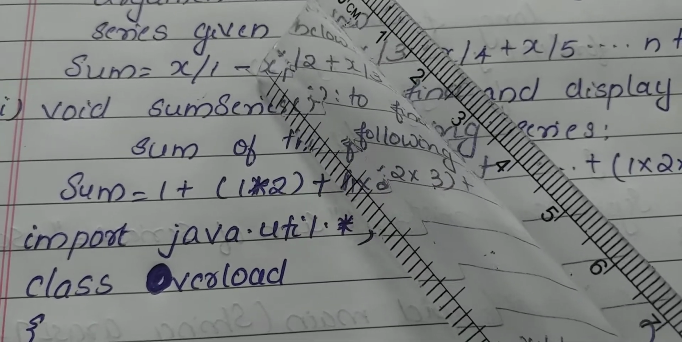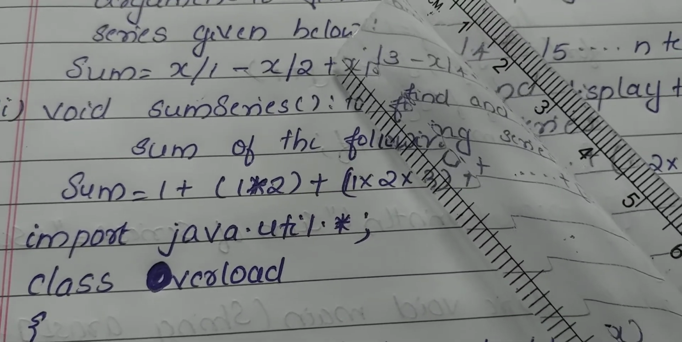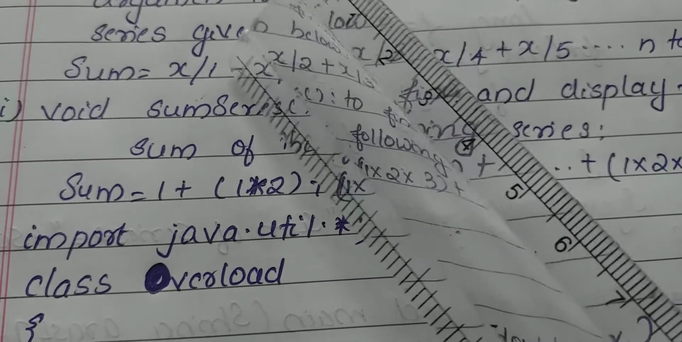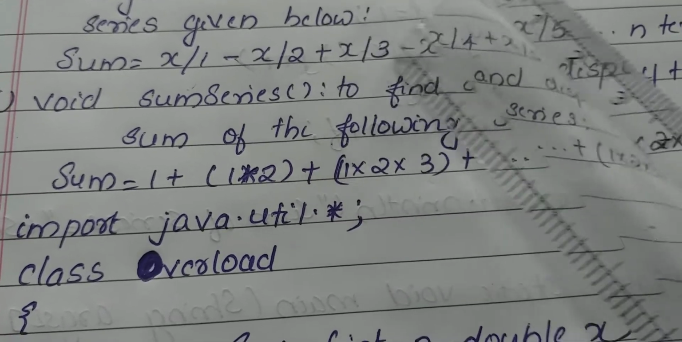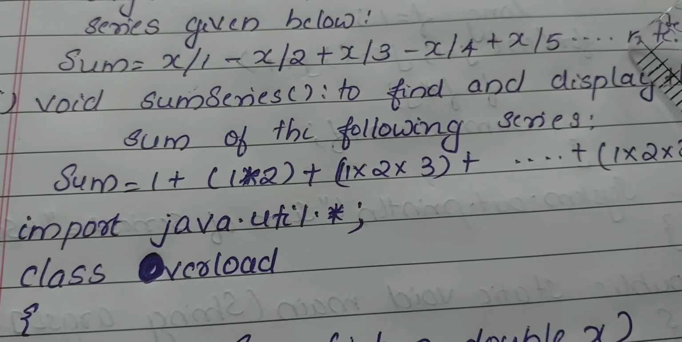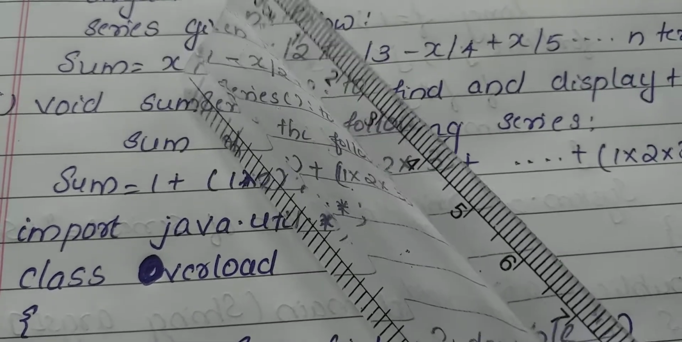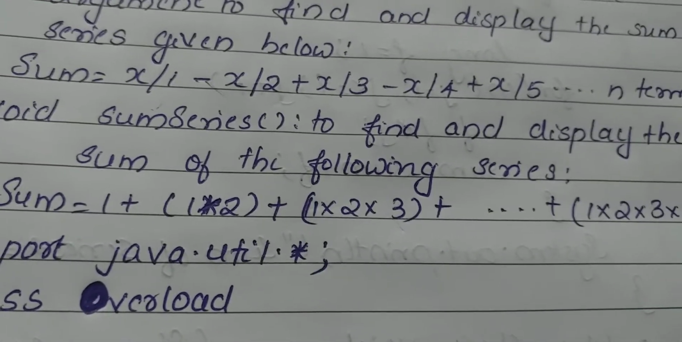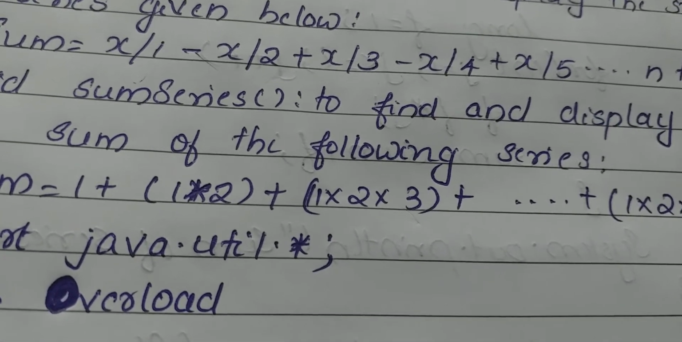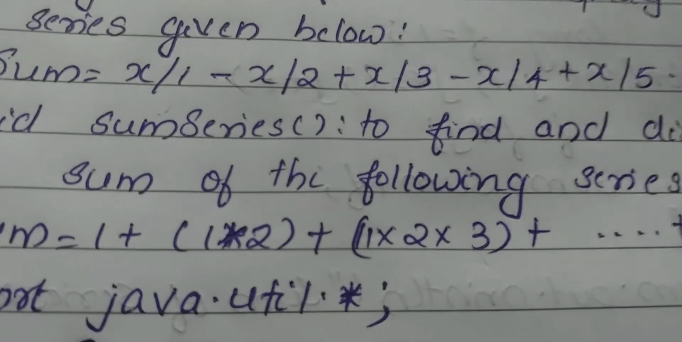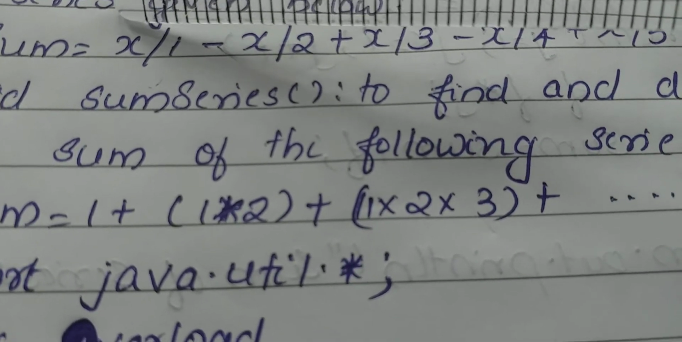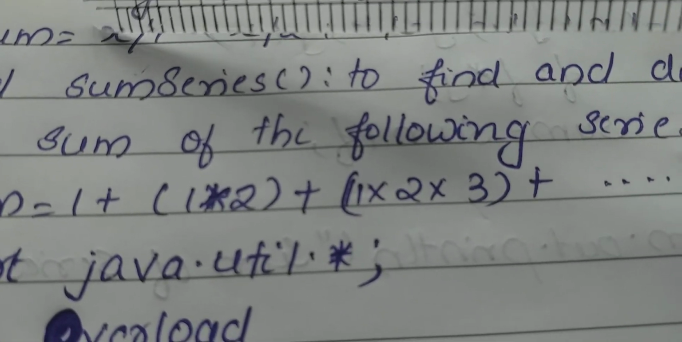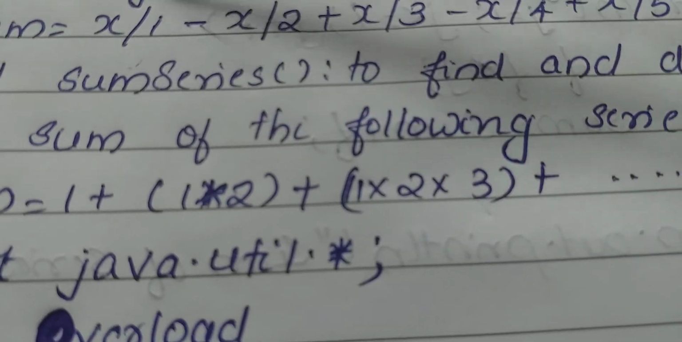What is the speciality of the denominator? Its value changes, isn't it? What is the value for the first term? 1. For the second term 2, and like that it goes on. So for the numerator the value is constant and for the denominator the value changes. And what is the other speciality of this series? Look at the series: the first term is a positive value, isn't it? That is not mentioned since we know that x by 1 is positive.